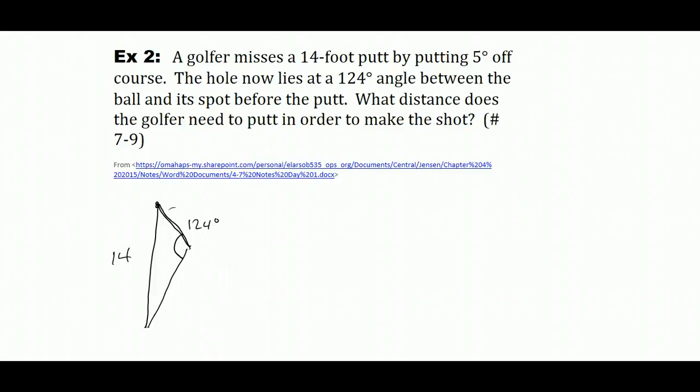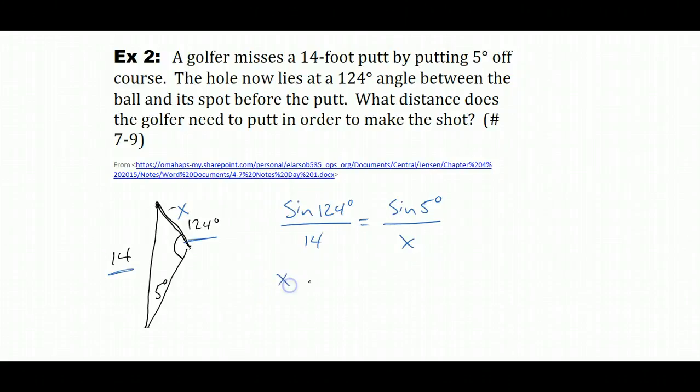Now it tells me that I was 5 degrees off course, so that means that I've got a little 5-degree angle inside here. So I've got 124 degrees between the path and between the ball and the hole. 14-foot putt. Missed it by 5 degrees. We need to find out how far is left, which means that we want to find out this length right here. Without going through and labeling the triangle, and we certainly can, what I want to do in order to find the missing piece here, since I know an angle and a side, an opposite pair, I know that the sine of 124 degrees divided by 14 is going to be equal to the sine of 5 degrees divided by x. If you can get yourself set up there, you're on your way to solving the problem.